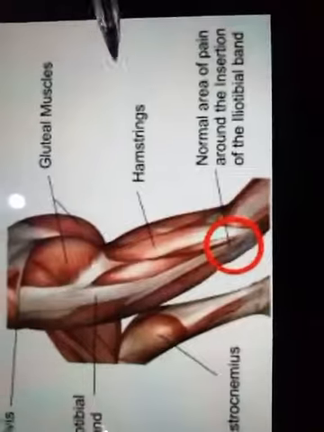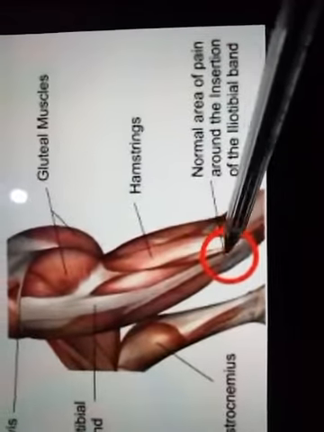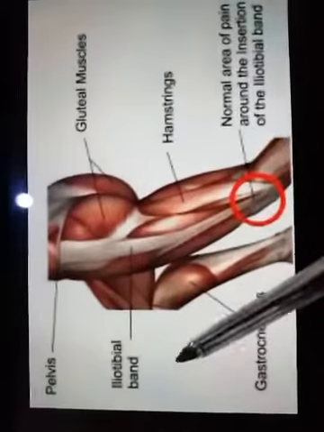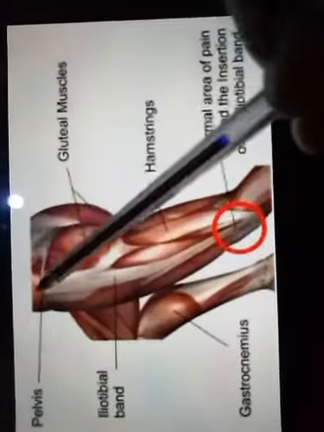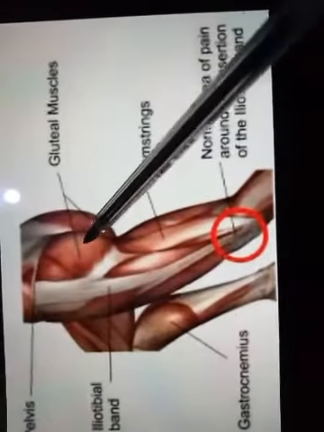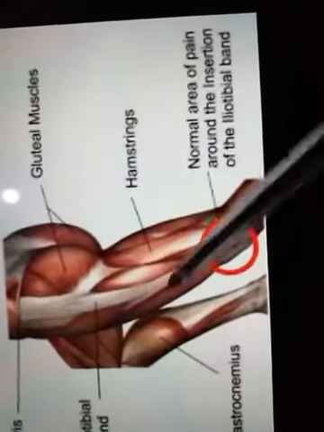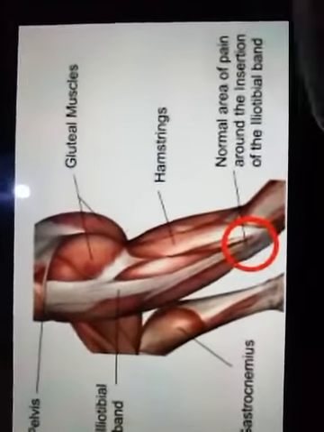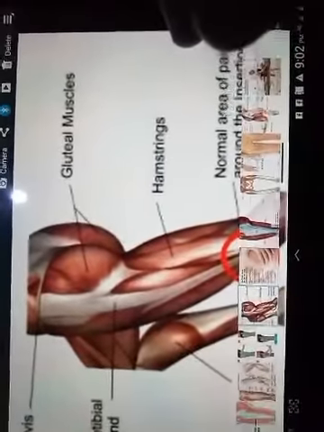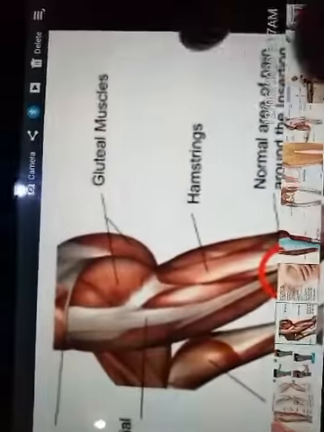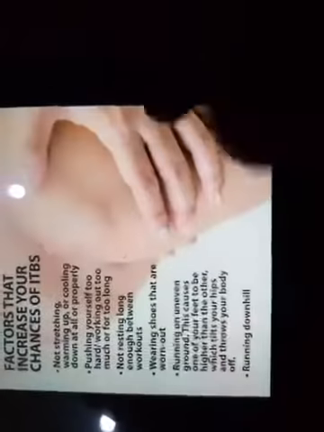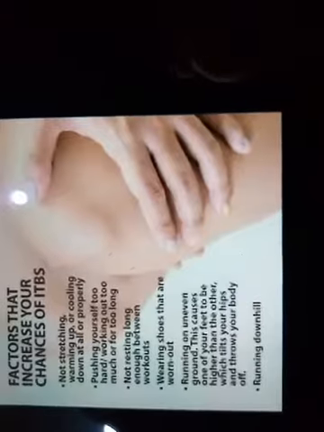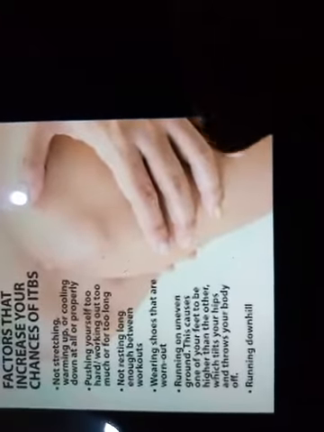Very good anatomy of the condition. You can see the pain around the side. This is the iliotibial band, this is the pelvis, that's the hip bone, the gluteal muscles. Then the one behind the leg is called the gastrocnemius, that's your leg bone. Let's look at more pictures. You can see it here.